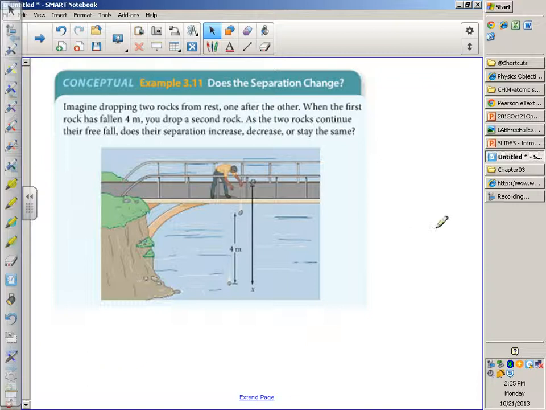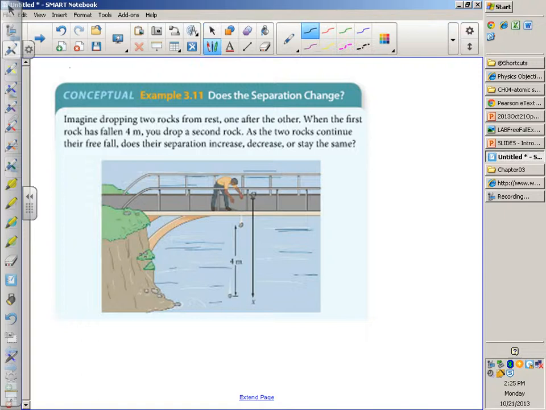All right. So on page 98, let's put that up here. It says you're standing on top of a bridge and you have two rocks. So you drop these rocks, but not at the same time. You drop one first, you wait a little while, and you drop the second one. You wait until the first rock has fallen 4 meters. So you drop red, okay? And after it has gone 4 meters, then you drop blue.